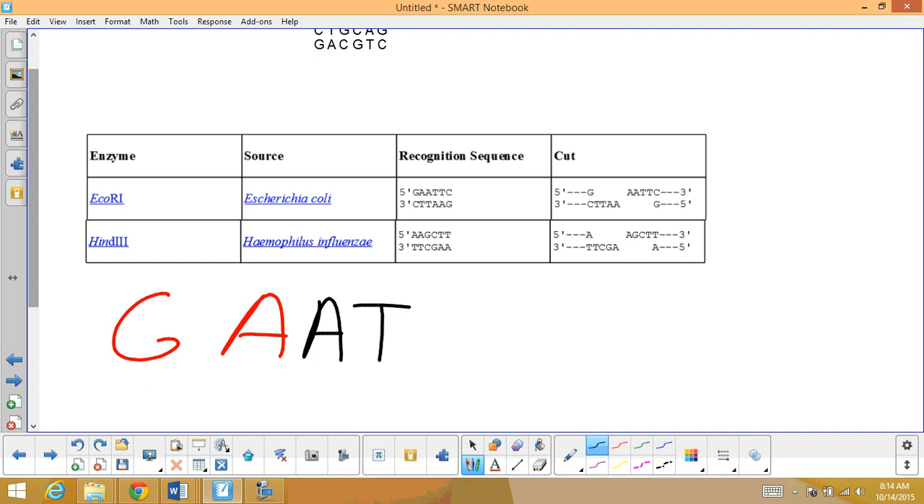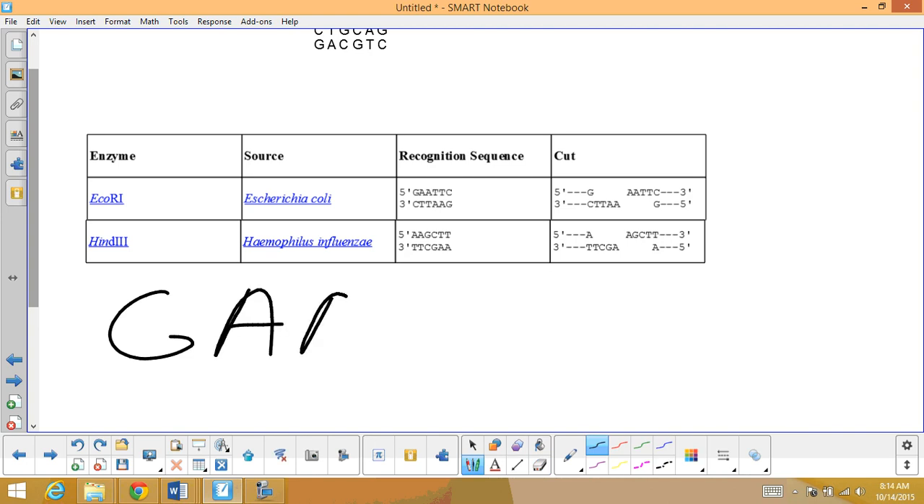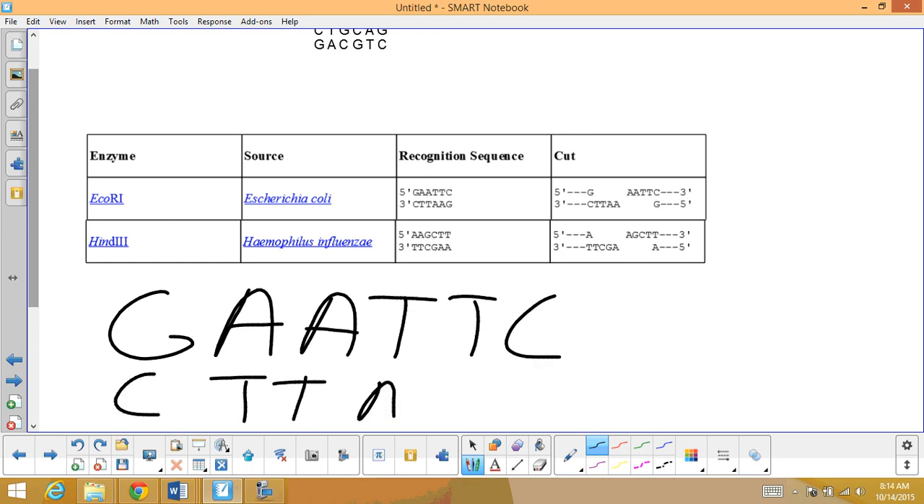Please stay up here. And I can't even write this backwards. So if we have the DNA segment G, A, T, T, C, C, T, T, A, G, that is what our enzyme EcoRI is looking for. And what happens? It literally takes its scissors, cuts it, so it gets separated.